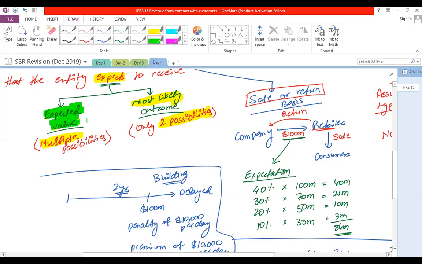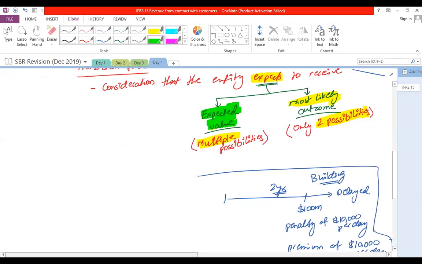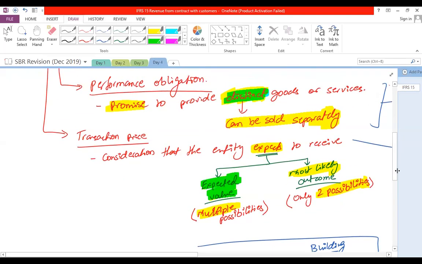Getting this, everyone? So first we check whether there is any most likely outcome possible or not. If not, go towards the expected value. Okay, that's great. People have understood it. So transaction price is the consideration that the entity expects to receive. Now that actually had multiple further discussions for the understanding.